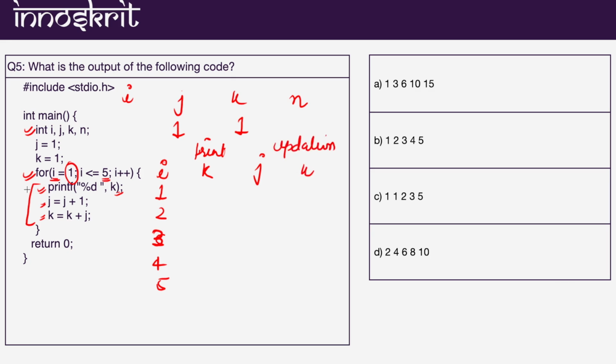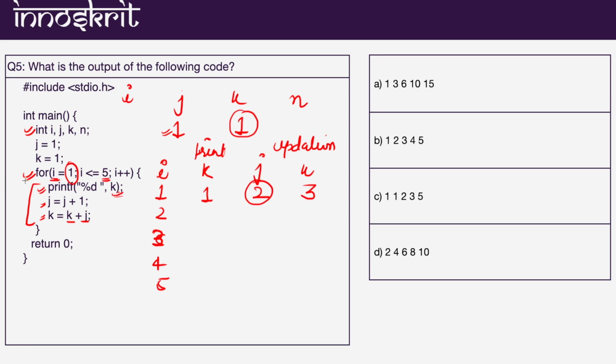So in the first iteration, when i equals 1, we'll print k. k is 1, so print k equals 1. Now update j by j plus 1. So j equals 1, update it to 2, and now k will be updated with k plus j. k is 1, j is 2, and the value will be 3.